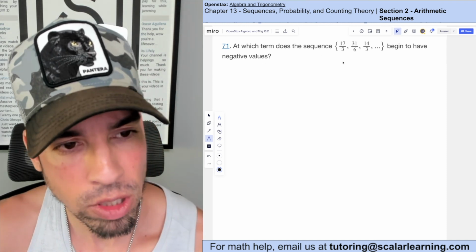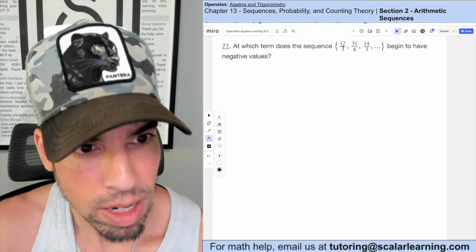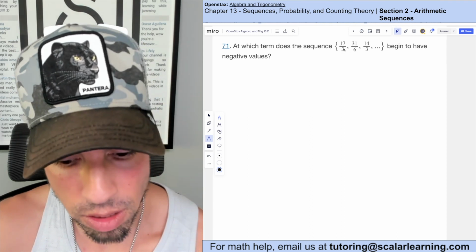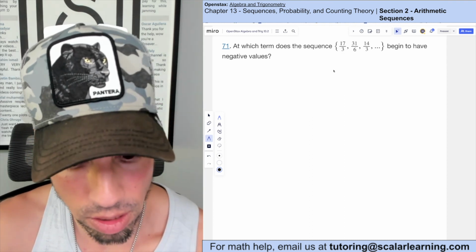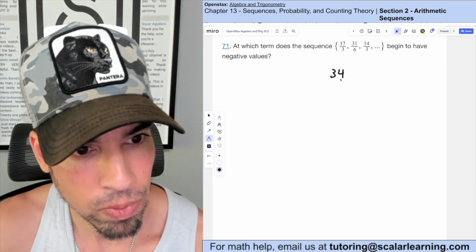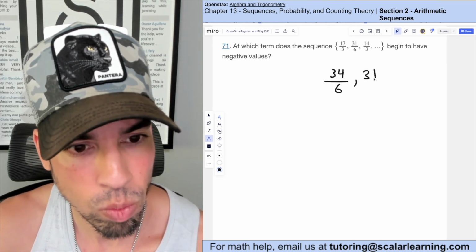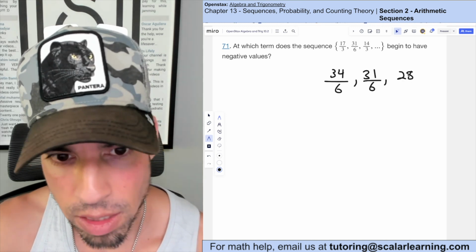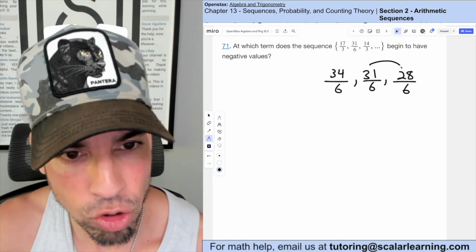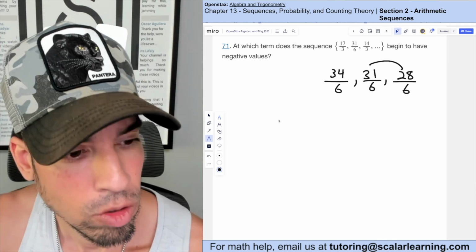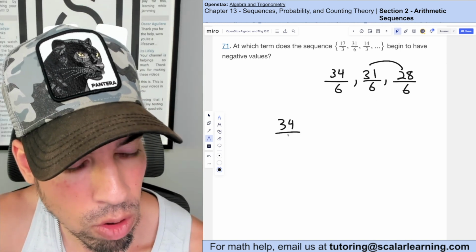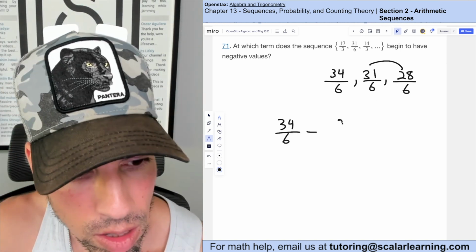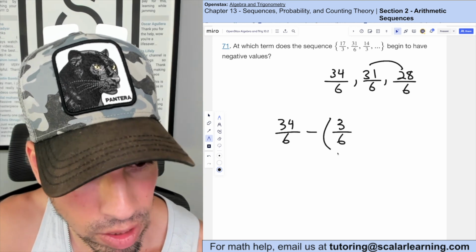All right, so first let's figure out what the common difference is. It looks like 17 over 3, then something over 6. Let's get them all to be over 6. So that's going to be 34 over 6, 31 over 6, and then that would be 28 over 6. So what we see is we're obviously dropping by 3 over 6 or 1/2. So the question is 34 over 6 minus a number of 3 over 6s, or 1/2, right?